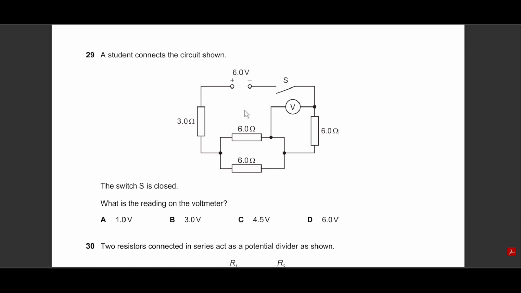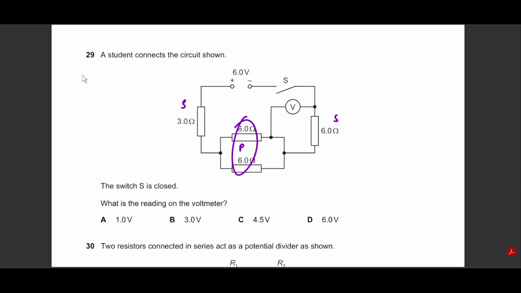This is an interesting question in terms of electricity and its practice. Voltmeter readings are asked from us. What we can do is simplify the circuit first. So this is in series, these are in parallel, this is also in series to these resistor combinations. So first we need to simplify them.